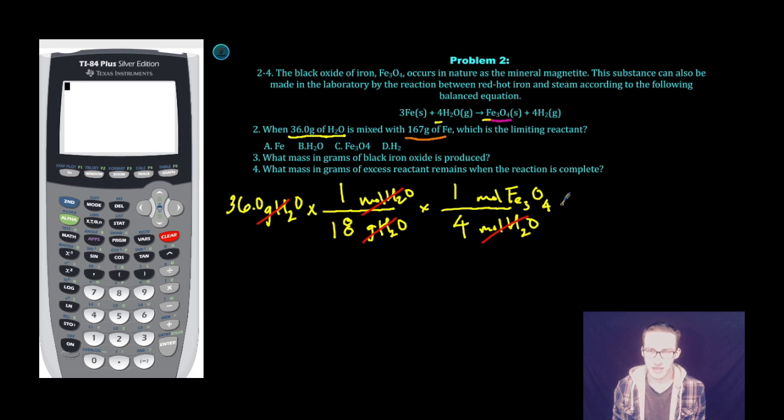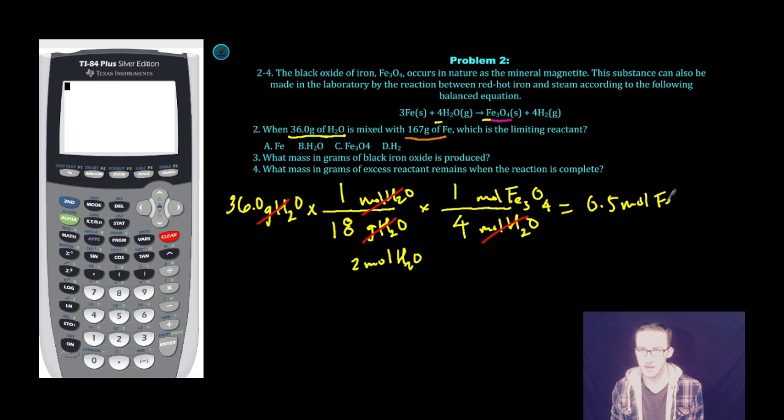Now, as I work through this calculation in my brain, 36 times 1 divided by 18 is 2 moles of water. And then to determine the amount of moles of Fe3O4 produced, I take that 2 times 1 divided by 4 and end up with 0.5 moles of Fe3O4 produced.